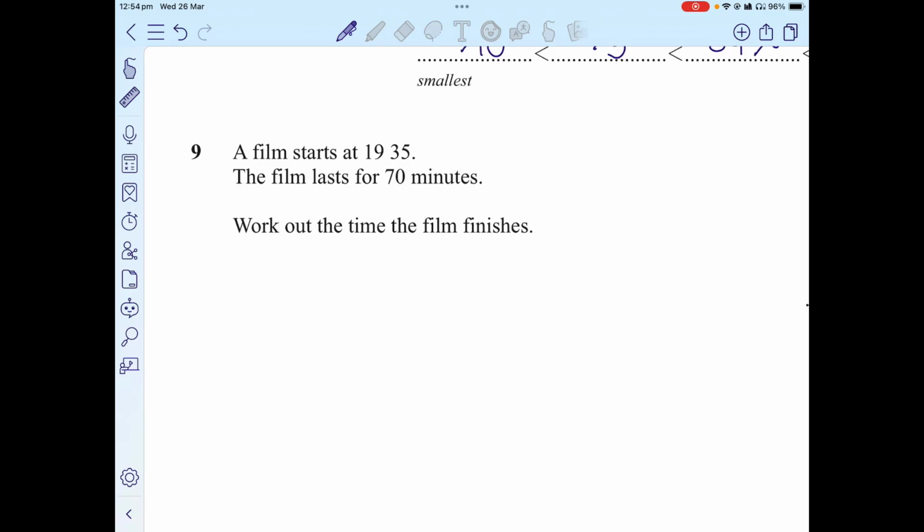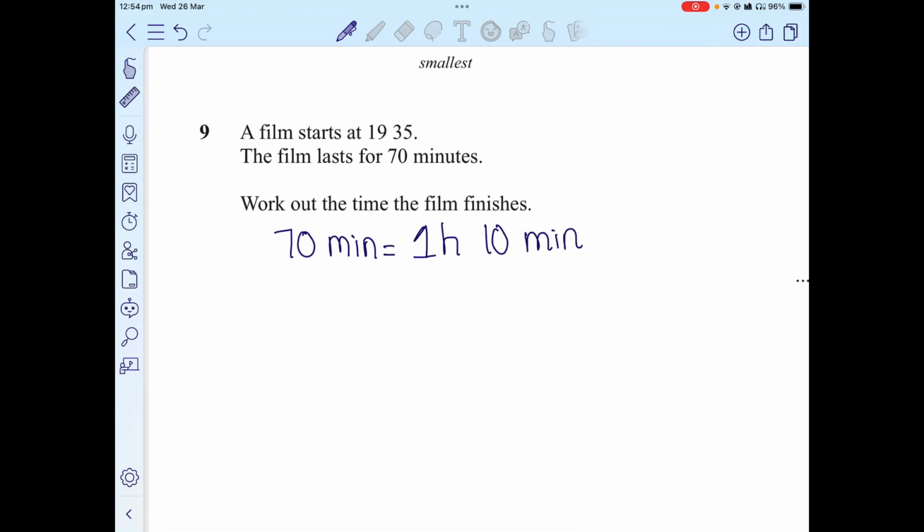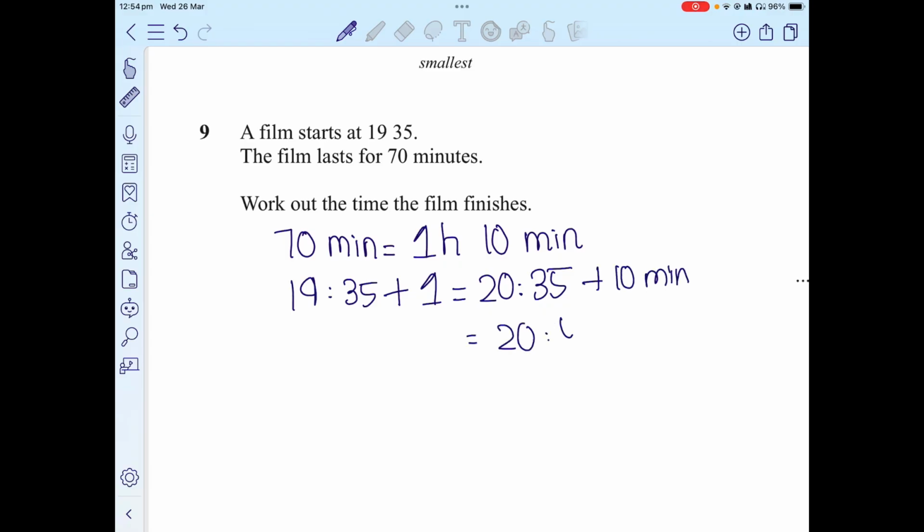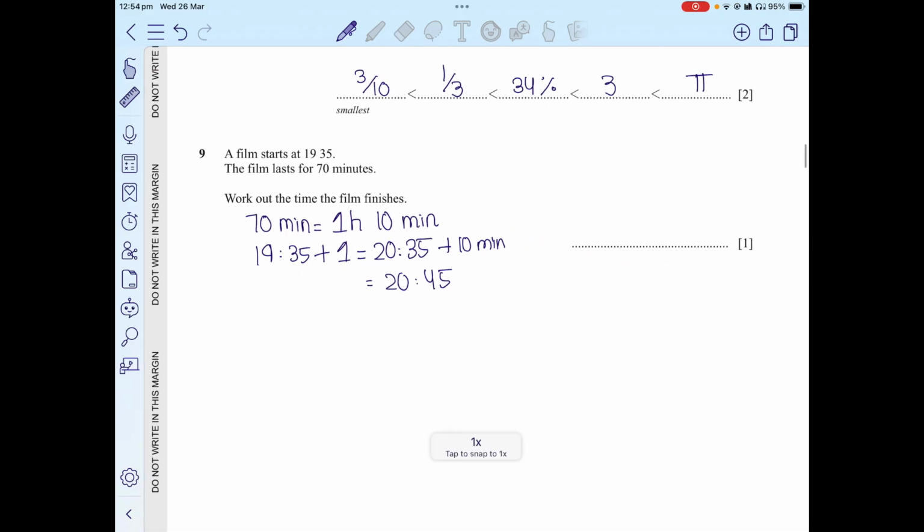Now the first thing to understand from this question is that 70 minutes is basically 1 hour and 10 minutes, right? Because 1 hour is 60 minutes, so 60 plus 10 is 70 minutes. So to 1935, if I add an extra hour, it would be 2035. And if I add an extra 10 minutes, that would be 2045. So first you deal with the hours values and then you deal with the minute values. So the answer would be 2045.